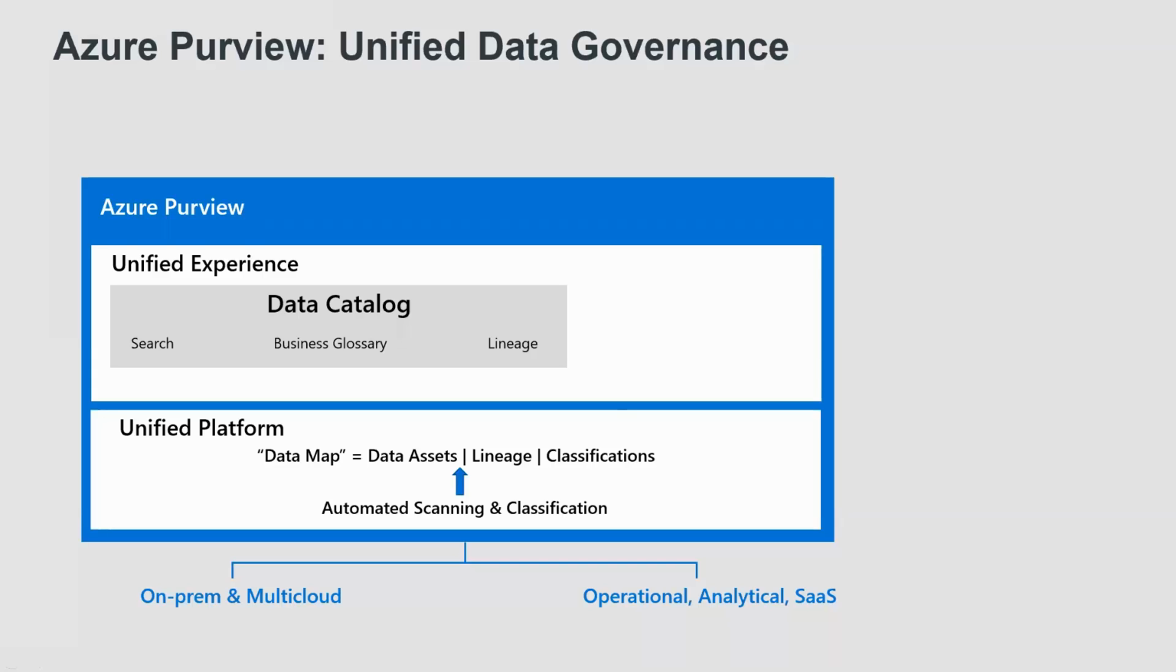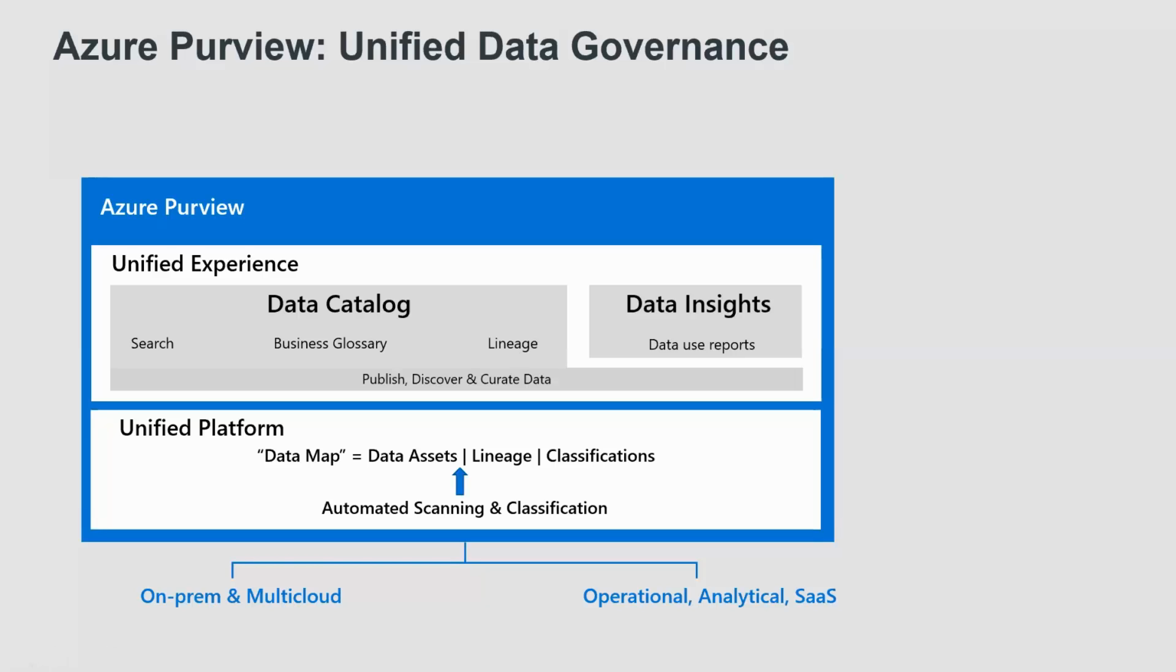And the data catalog of Azure Purview is there to be searched. It's where you can apply and manage your business glossary and apply the business glossary terms to your data assets, and search and look at the data lineage. So data lineage is captured in the unified platform and can be analyzed using the unified experience, the Azure Purview Studio. And in addition, we've got the data insights.